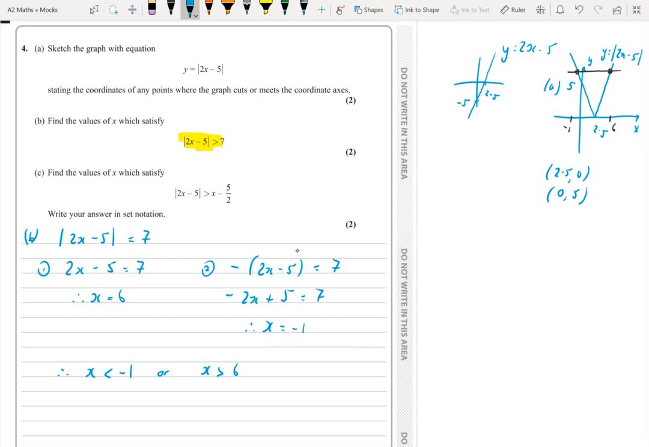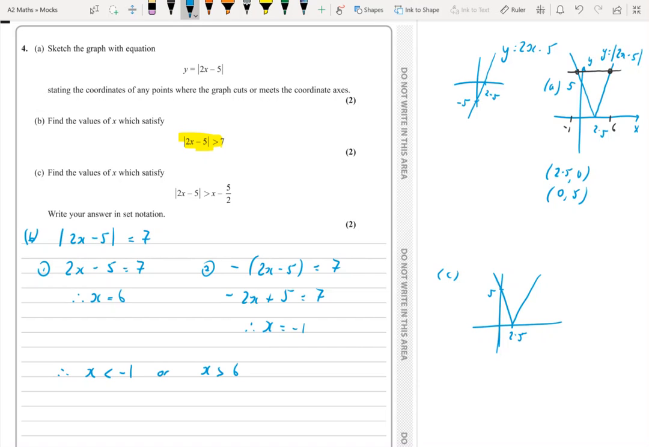Okay, part C. It's a new inequality. The modulus graph is the same, but we've got a different graph to compare against. So I think I really will draw a new picture now for part C. So let's recap. The modulus graph, down and up, 2.5 and 5. So this new graph, y equals x minus 5 over 2, so that's a straight line, gradient 1, with an intercept of minus 2.5.